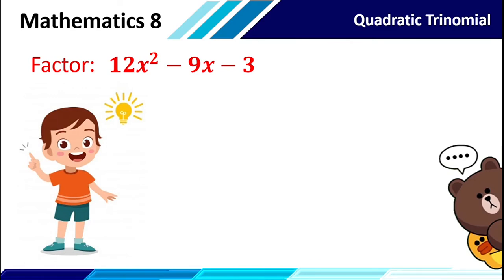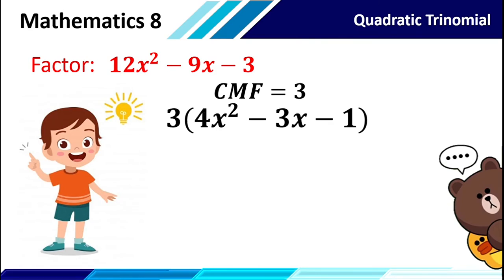We have here 12x squared minus 9x minus 3. The first thing that we need to do is to check whether there is a common monomial factor. And we know that 12, 9, and 3 have a GCF of 3. Therefore, our common monomial factor is 3. Let's find out the factored form of this given. So we will have 3 times the quantity of 4x squared minus 3x minus 1.